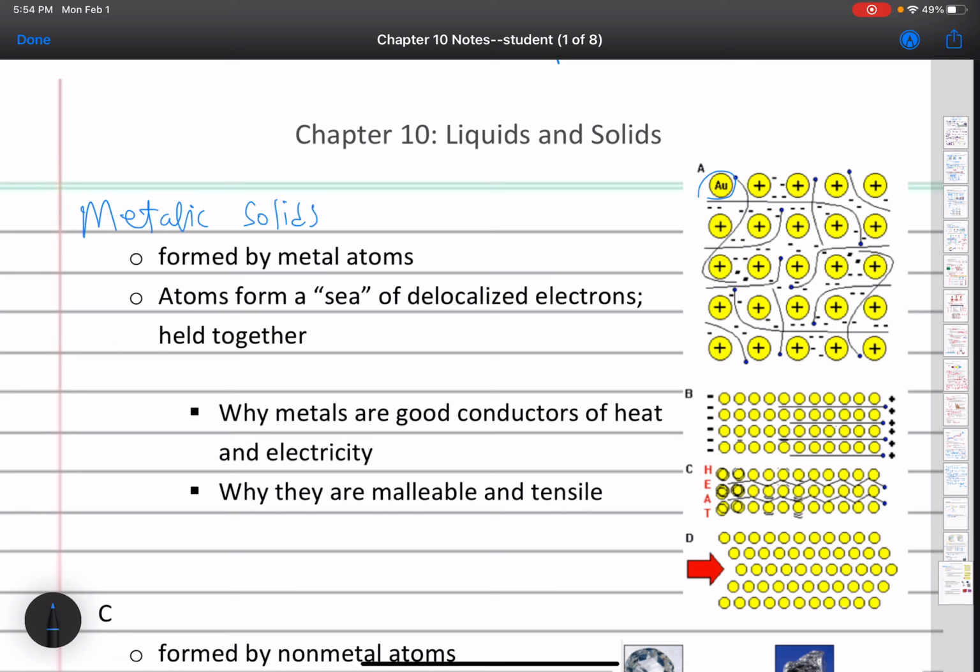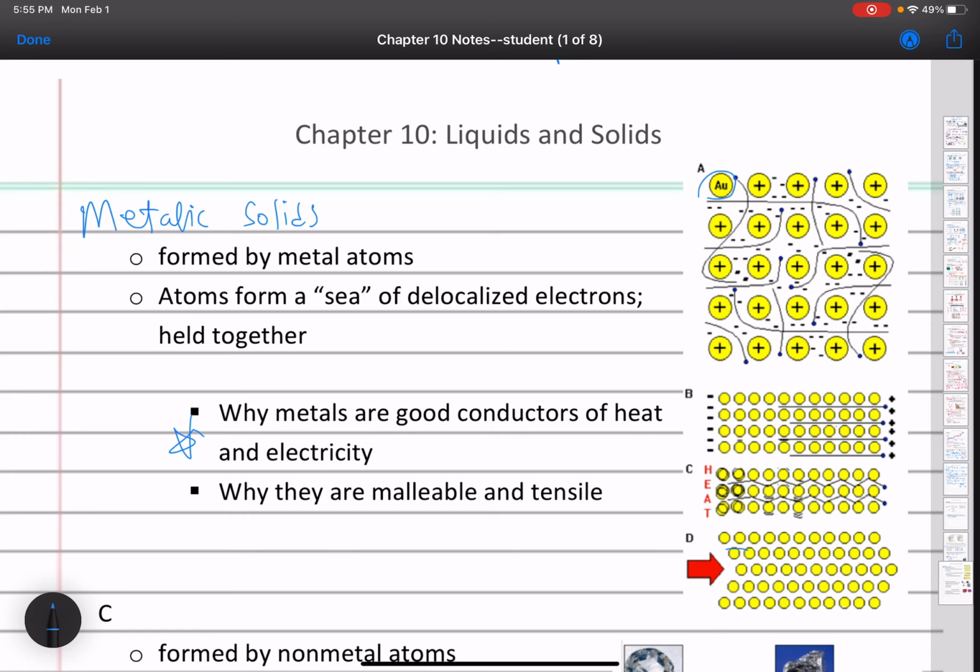So when you have a bunch of metal atoms, they talk about metallic bonding as being a bunch of atoms in a sea of shared electrons. So electrons can flow very easily through metallic solids, which is why metals are good conductors of heat and good conductors of electricity, and why they can be magnetized, because of their electrons. It's also why they are malleable and tensile, because the atoms can kind of roll because they're held together by this sea of electrons.